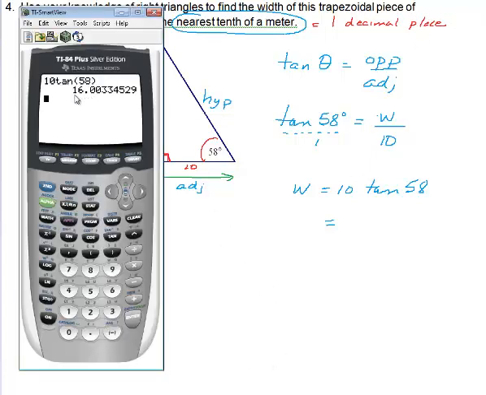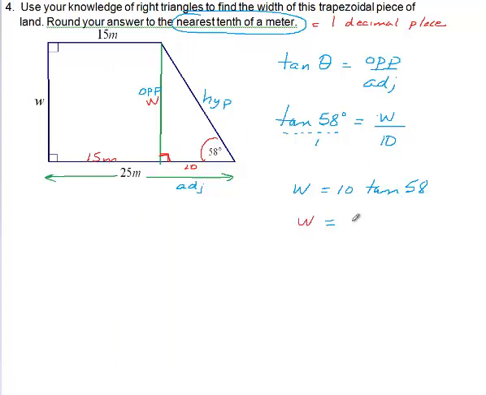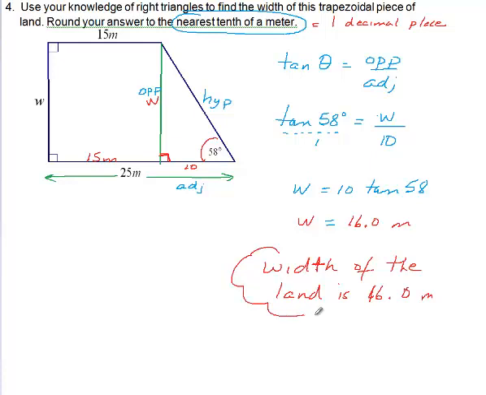So it's 1 decimal place, so it'll be 16.0. Alright, so the width is 16.0 meters. Now it's a word problem, so we try to give a word answer. The width of the land is 16.0 meters. And there's your final answer. Okay, so that's not too bad. Number 4 on page 106.